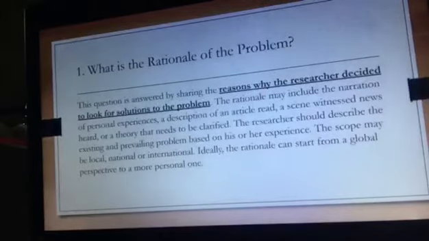What is the rationale of the problem? This topic is about explaining why you want to study a particular problem or question. This could be based on something you observe, read, heard in the news, or a theory you want to understand better. It's important to describe the problem and its scope, whether it's something happening locally, nationally, or internationally.